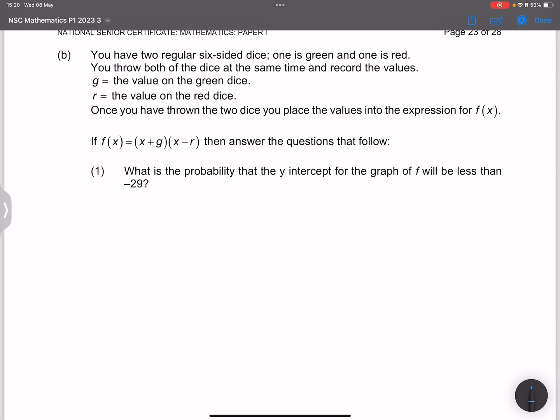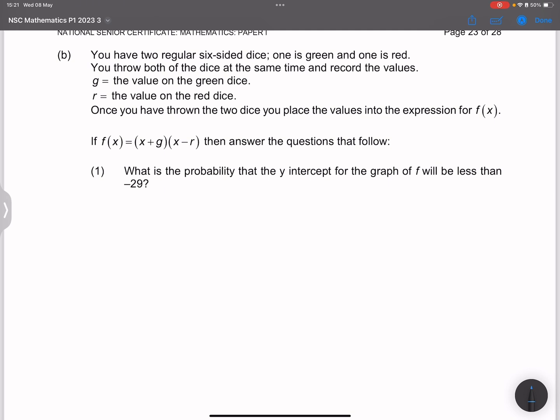So they say you have 2 regular 6-sided dice. One is green and the one is red. You throw both of the dice at the same time and record the values, right? So remember, in this case, okay, we've got numbers between 1 and 6. So there are 6 possible combinations on each. So which means the total number of combinations, if you remember, that would be 6 times 6, right? So in that case, that would be 36, okay?